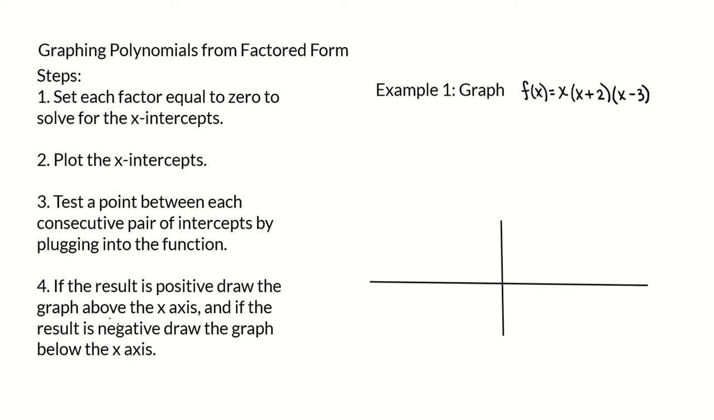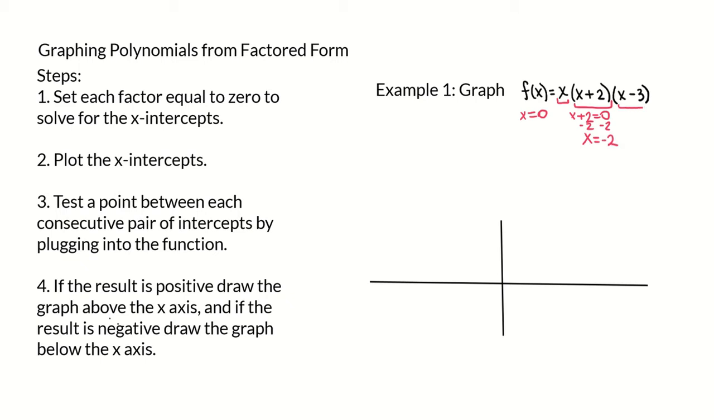To graph a polynomial that's in factored form, we start by setting each factor equal to 0 and solving for the x-intercepts. So in this function, the first factor is x, so we set x equal to 0. The second factor is x plus 2, so we set x plus 2 equal to 0, and to solve for x we would subtract 2 from both sides to get x equals negative 2.